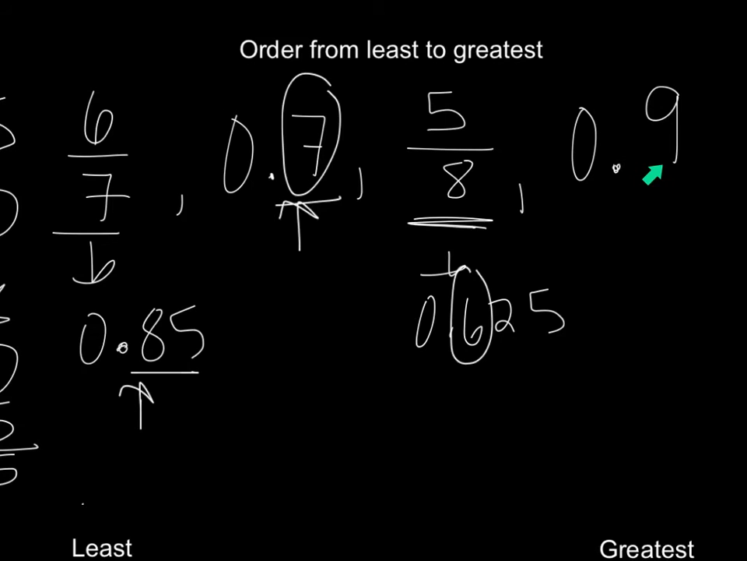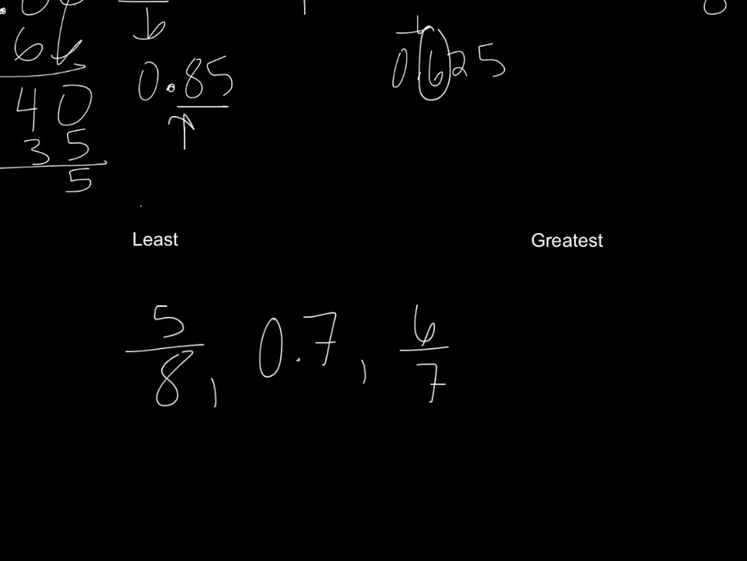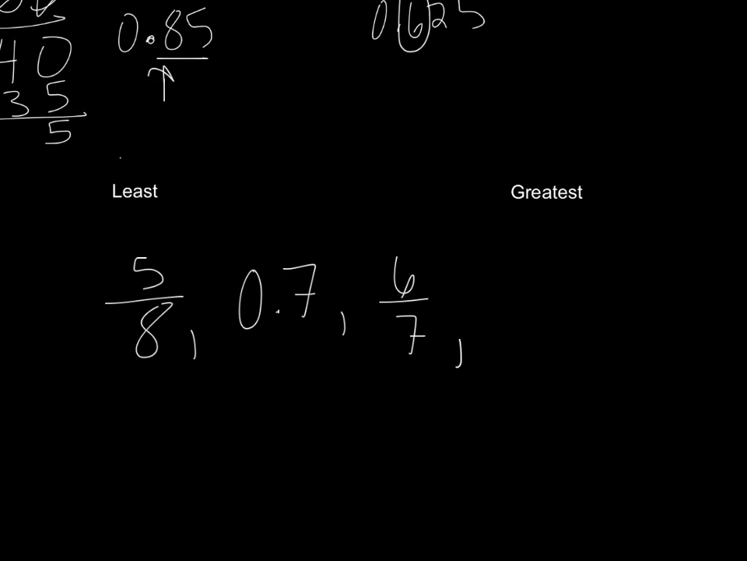Well, 0.9 has a 9 in the tenths place value. This has an 8 in the tenths place value. That means that 0.9 is larger. So let's go ahead and record our largest number of these three is 0.9, or 9/10. I have them written from least to greatest.